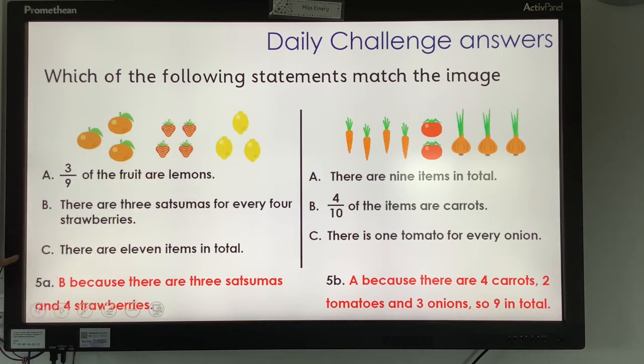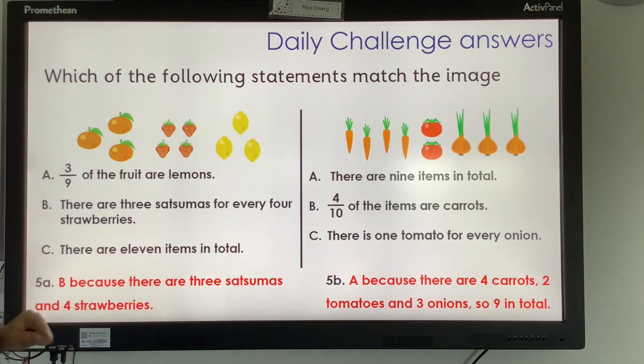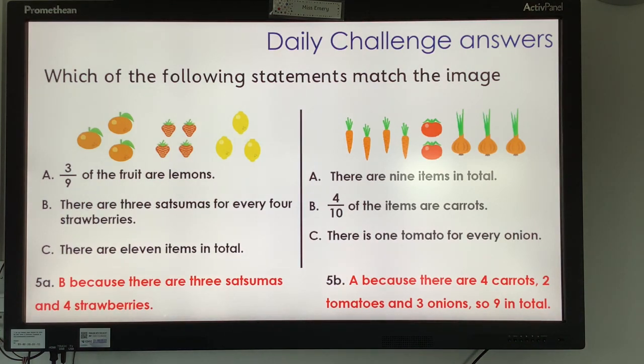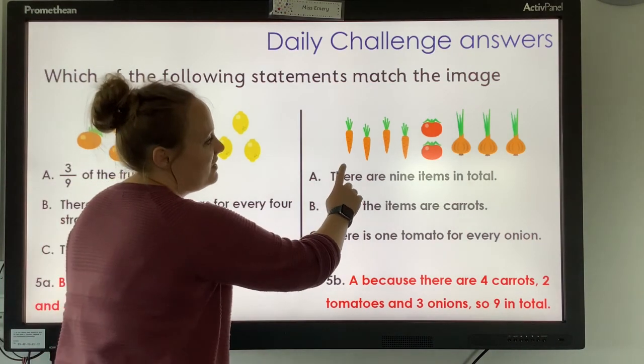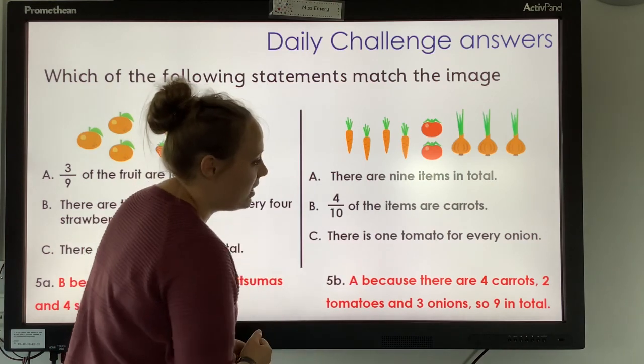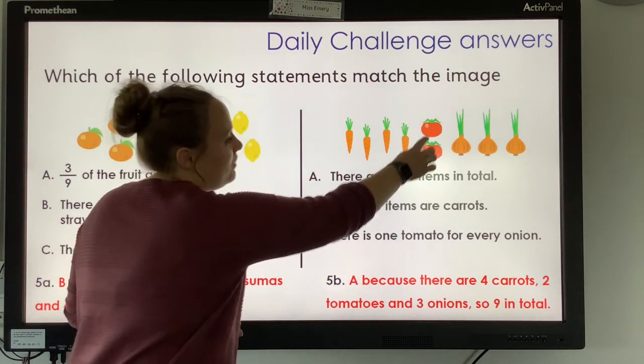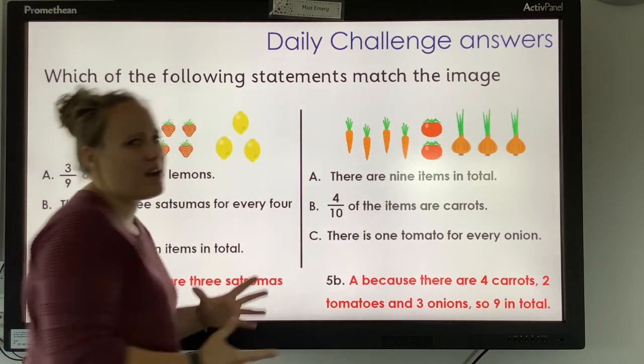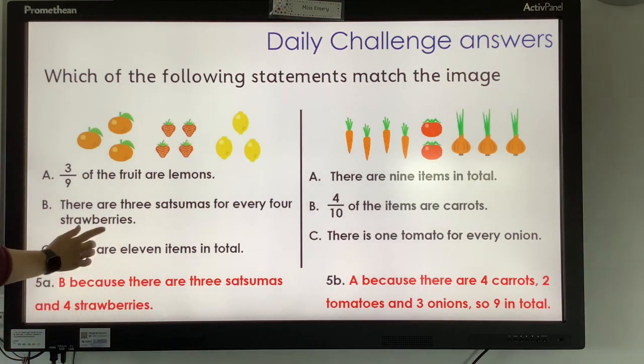There are 11 items in total. Well, we've just calculated there are 10. Over here, A, because there are 4 carrots, 2 tomatoes and 3 onions, so 9 in total. B, 4/10 of the items are carrots. Again, this can't be right because we've just figured there's 9 in total, so you can't have 4/10. And there is 1 tomato for every onion. Well, we've got 2 tomatoes and 3 onions, so that can't be right.